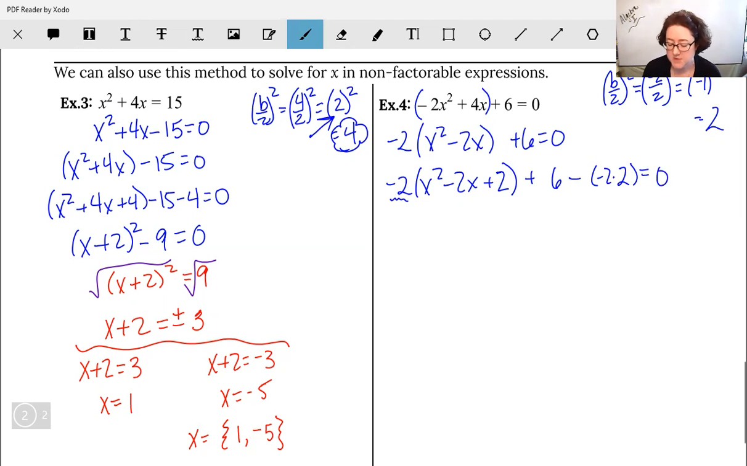Okay, now we can do some simplifying. We know that negative 2 times 2 actually gives us a negative 4. And now we can combine stuff. So rewrite in your factored form. Again, this is where that negative 1 comes into play. So this is just x minus 1 squared. Simplify your positive 6 minus a negative 4 really gets us to positive 10. And now we're ready to start solving.